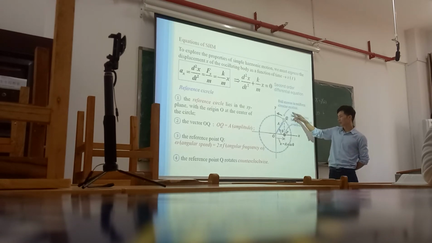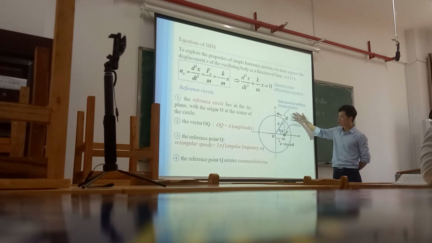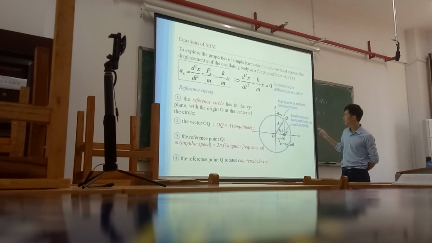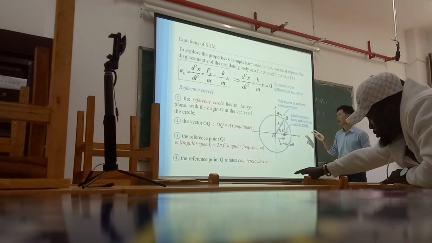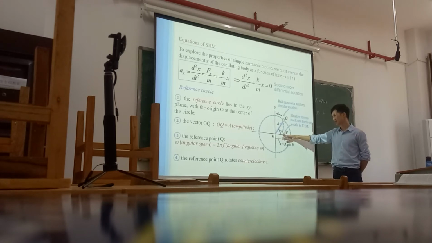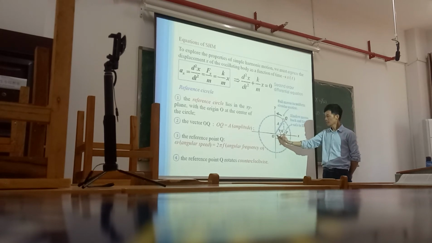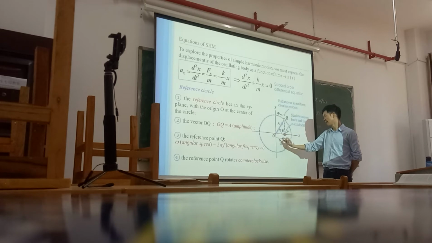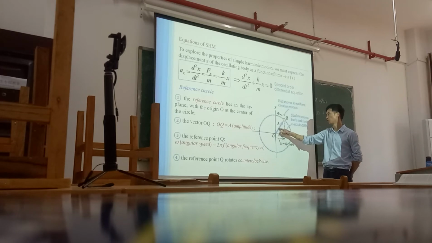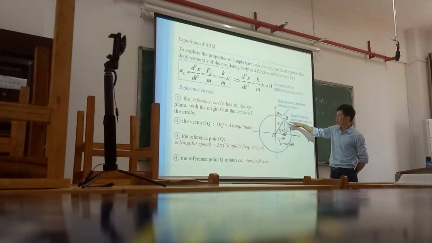Now, the ball Q is at this position. So the vector OQ is in this direction. We can project the position of Q to the x-axis. So the projection of OQ on the x-axis: x is equal to A cosine theta. The theta is the angle between OQ and the x-axis.